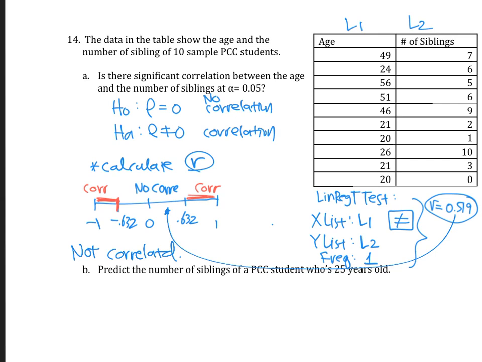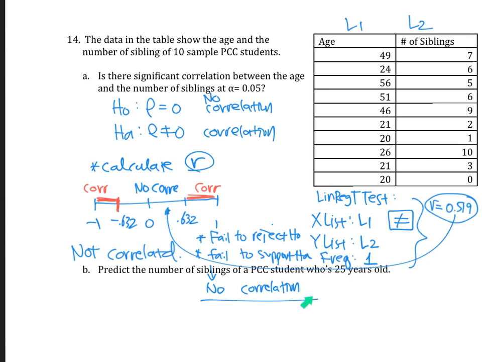So basically we failed to reject. If I were to do it a little bit more formally, we failed to reject H naught, failed to support HA, so no correlation. For this linear correlation, we're not going to follow the traditional p-value hypothesis conclusion. Here we can just say, my R is here, so I can say there is no correlation.